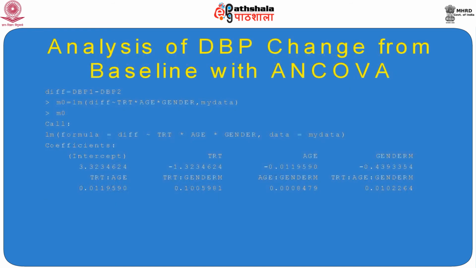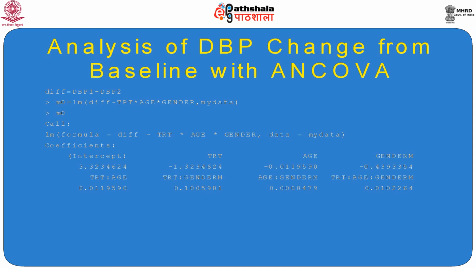Now we will go for the ANCOVA test. In ANCOVA we are using a new variable assigned as DIFF, which is the difference between DBP1 and DBP2. This can be called through the function LM, and into the LM function we put DIFF followed by TRT, multiplication of age, multiplication of gender, assigned as my data, where the whole thing is assigned as M0.